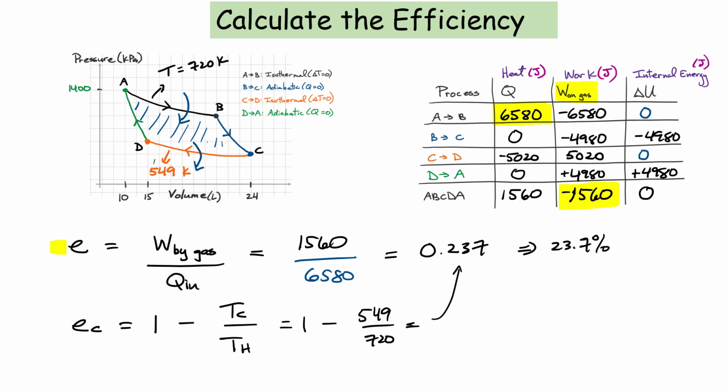This equation, the first one, works for any cycle. You simply need to calculate the work divided by the amount of heat that gets put into the system. This last one over here is specific to the Carnot cycle. It's because the algebra just works out that if you substitute everything in, it reduces to this simpler looking expression.